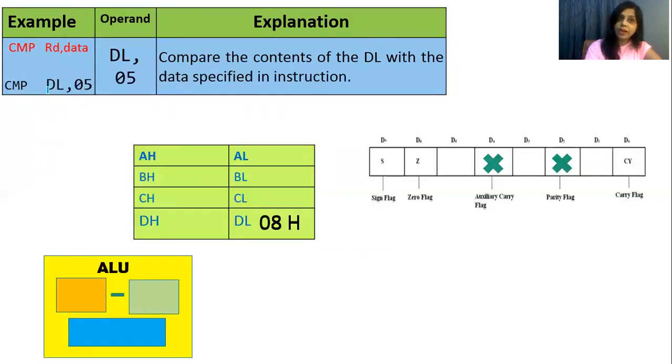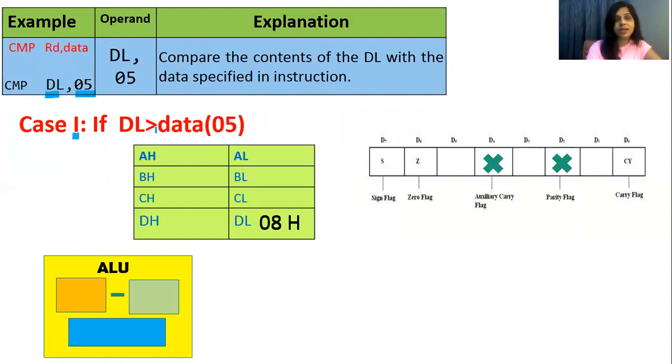Now this is for 8-bit. In this instruction, 8-bit data is specified in the instruction. This instruction says compare the contents of the DL register with 5, which is specified in the instruction. That means this instruction wants to compare whether DL holds a number greater than 5, whether DL holds a number equal to 5, or DL holds a number less than 5. That means again there are 3 situations. Now let's take an example of case 1.